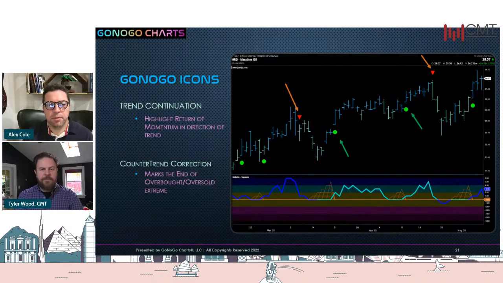And the flip of these would be that in a no-go, they would be green counter trend correction arrows. But all of that then is going to be on the price panel to keep us looking at price.